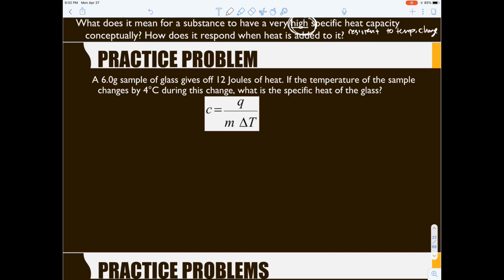Okay. For example, a 6 gram sample of glass gives off 12 joules of heat. By the way, we can talk about gaining or losing heat for these kinds of calculations. If the temperature of the sample changes by 4 degrees, what's its specific heat? So we're basically saying C equals however much heat caused 6 grams to change by 4 degrees Celsius. And we would get 0.5 joules per gram degrees Celsius.